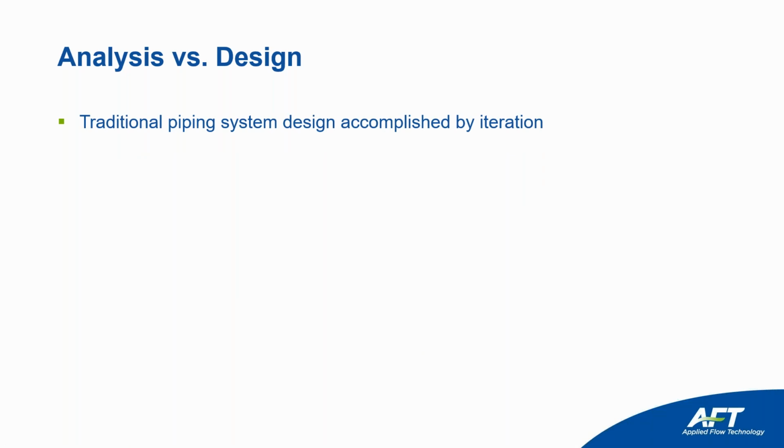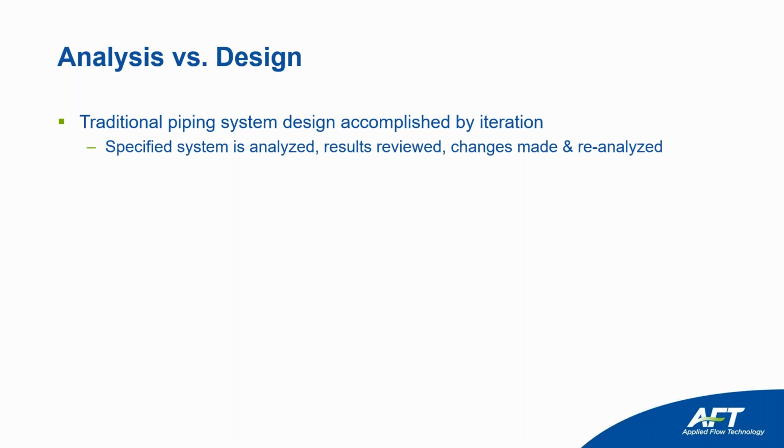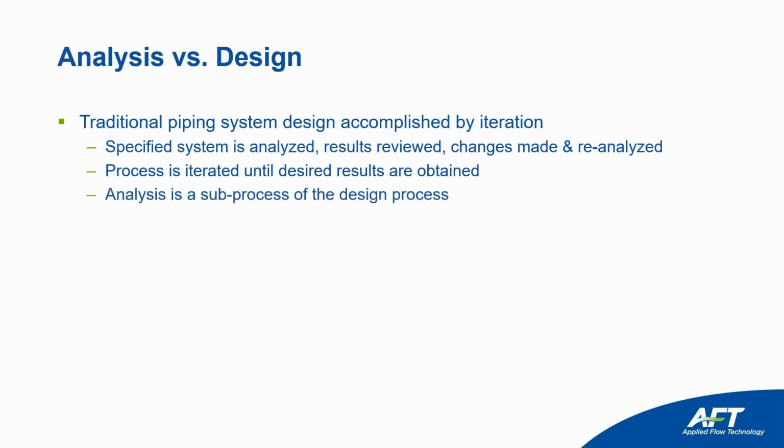So traditionally, the way that you would design a system with an analysis tool like AFT Fathom and AFT Arrow is through iteration. So you would specify a system where you're essentially guessing at all of your pipe sizes throughout the system. You run your model, you analyze your results, and then you make changes, and then you rerun your model. And you do that over and over and over again until you are meeting your design requirements. And so basically, analysis really is a sub-process of the design.